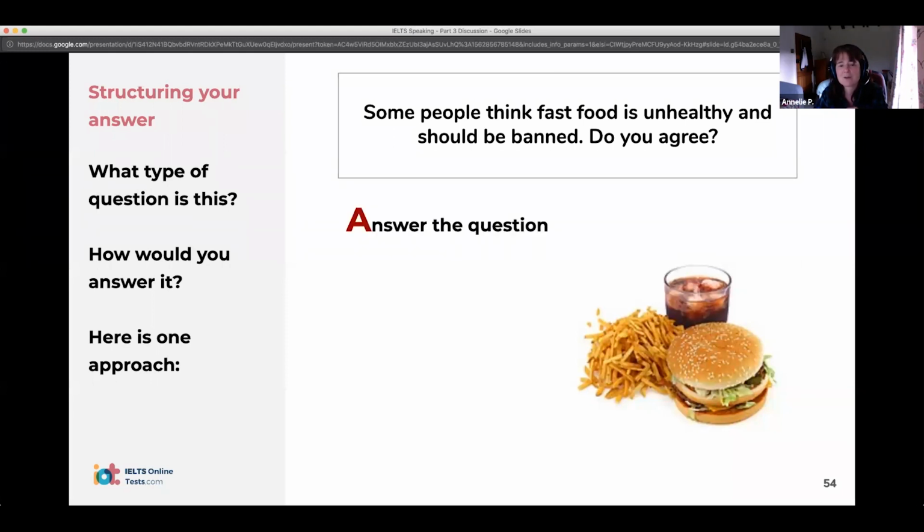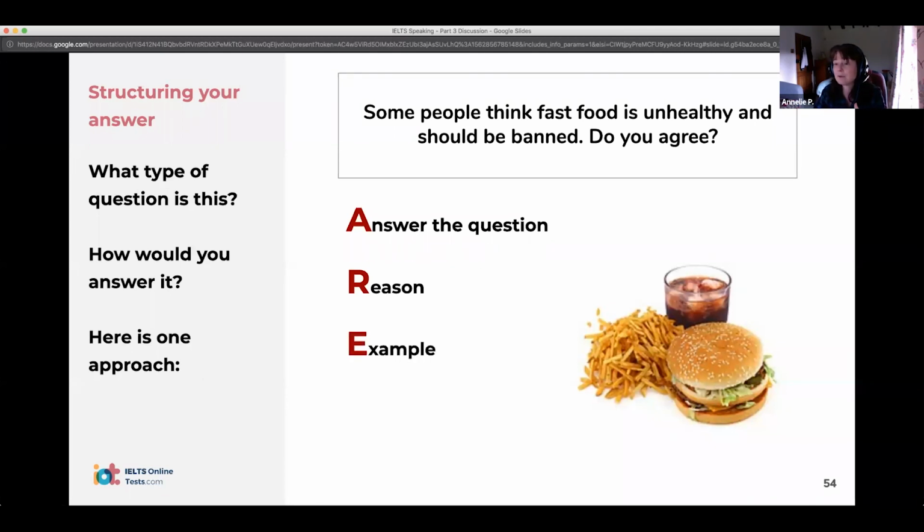So answer the question, first of all, using whatever phrase relates to the kind of question that it is. In this case, it's an opinion question, so you're going to start with your opinion. So I think, in my opinion, as far as I'm concerned, exactly. Then give the reason for your opinion. Again, it's kind of like supporting evidence that you have in the writing task too. Give the reason for it.